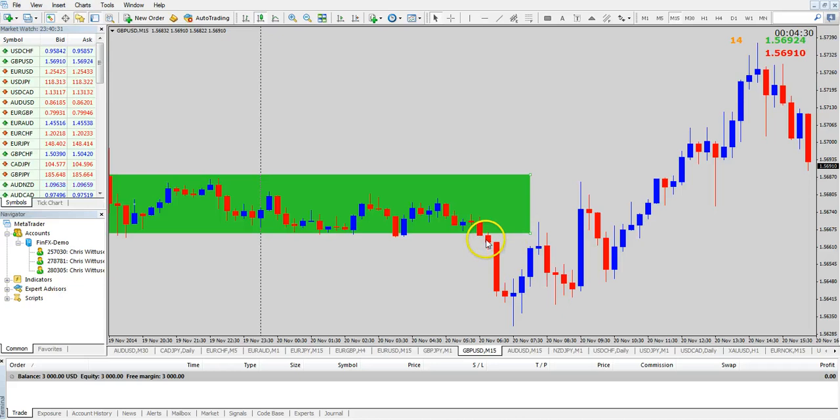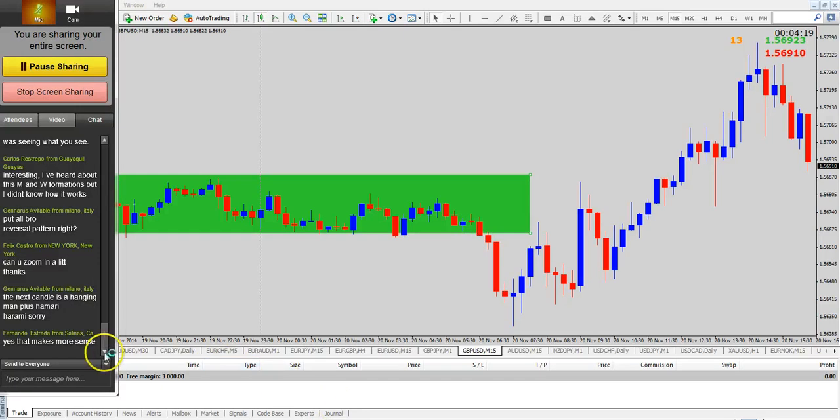Breakout, make sure the next candle is the same color and doesn't have a huge wick going back into the box and outside the box. If you see that, don't do it. Alright, good. So I think that takes care of all the questions.